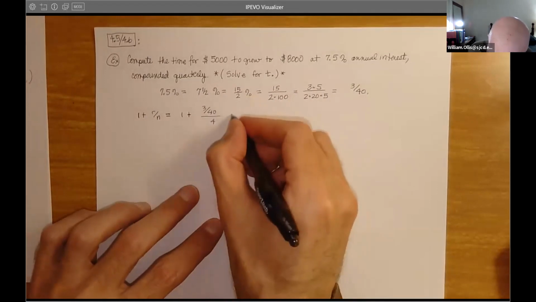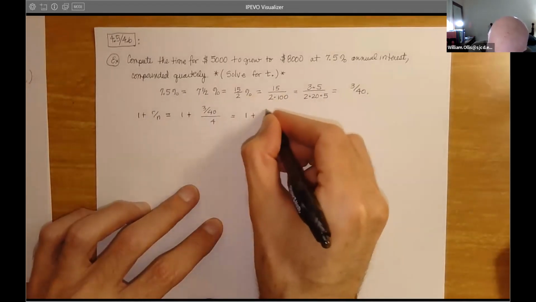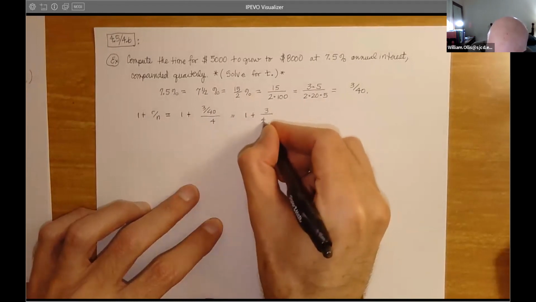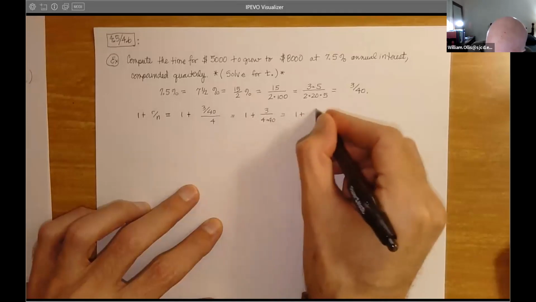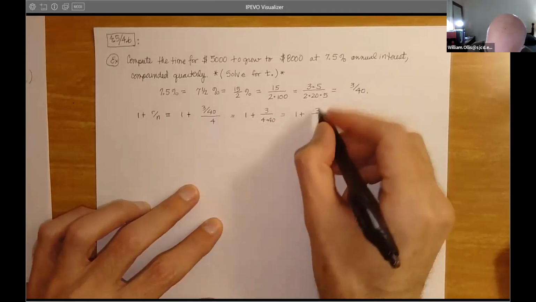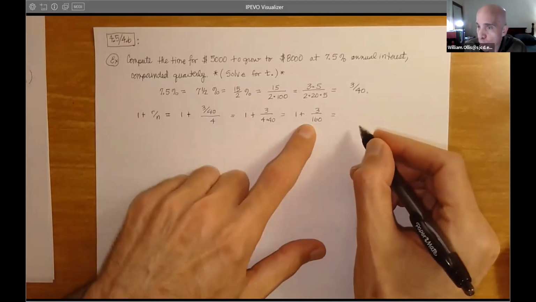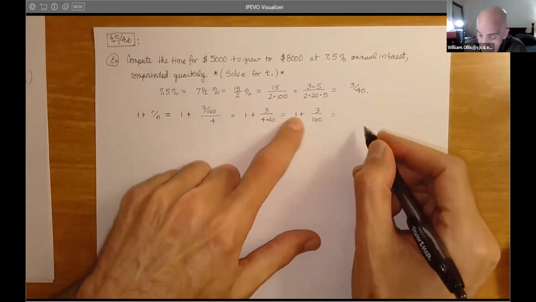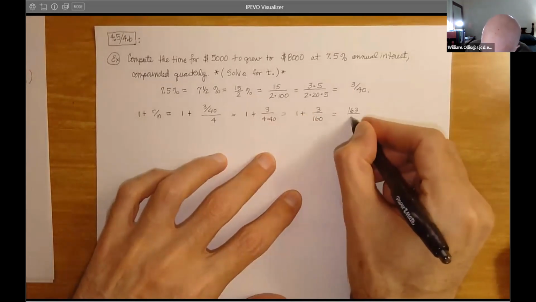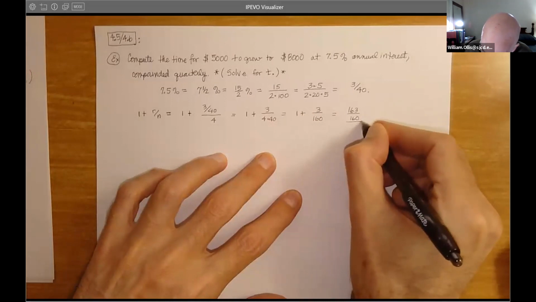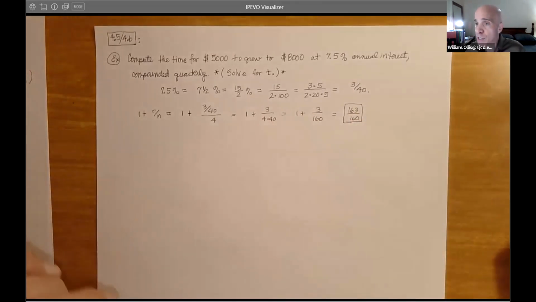So now what is this? Invert and multiply. So we have 1 plus 3 divided by 4 times 40. So this gives us 1 plus 3, and 4 times 4 is 16 with a 0. And so our base will be a rather strange number. So that'll be 160 plus 3, which is 163. So we get these rather odd looking bases with these interest problems, but that's okay.